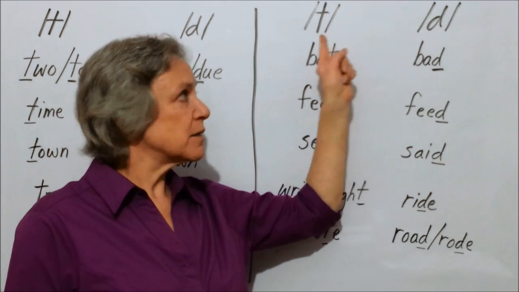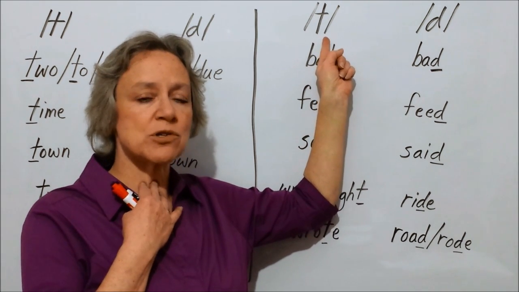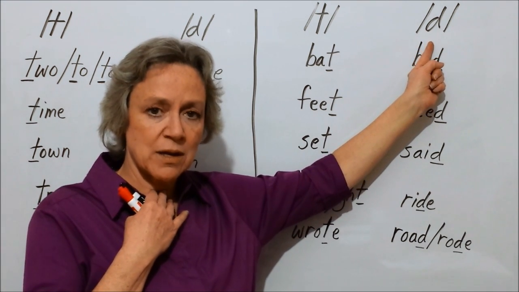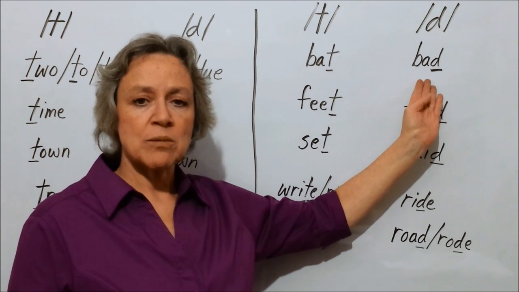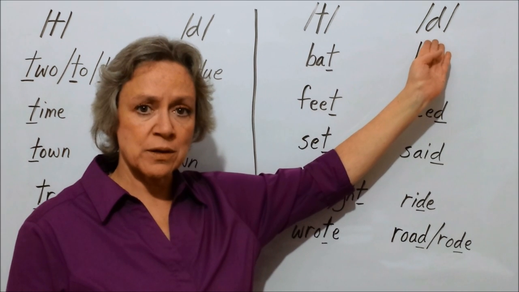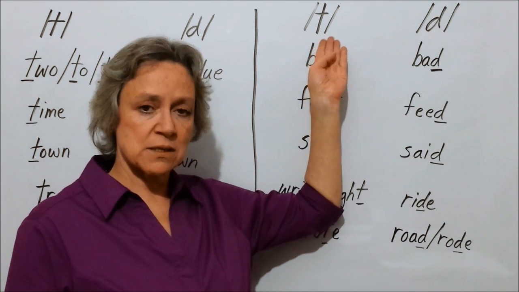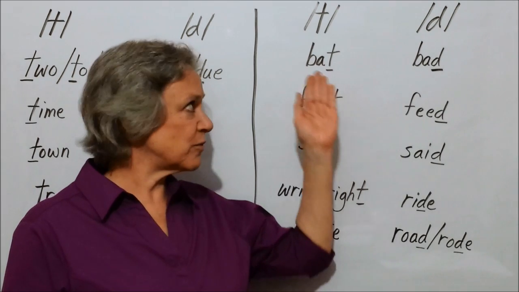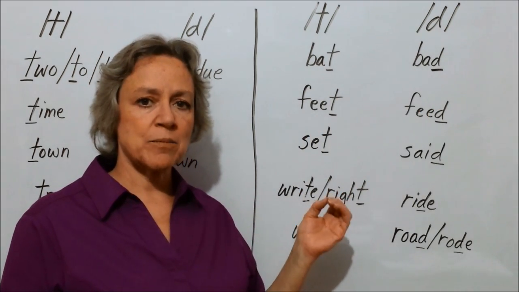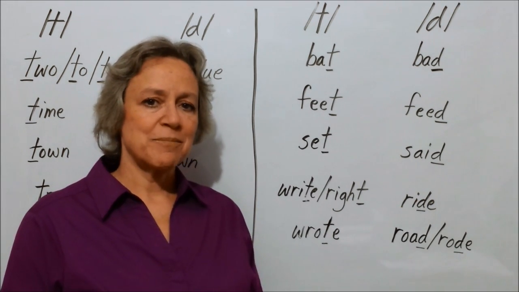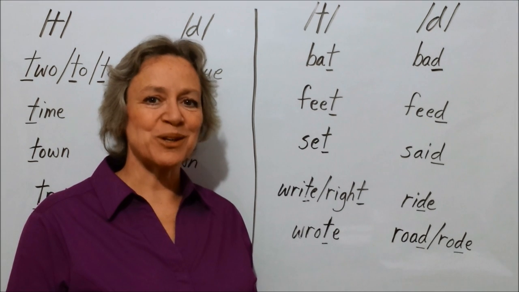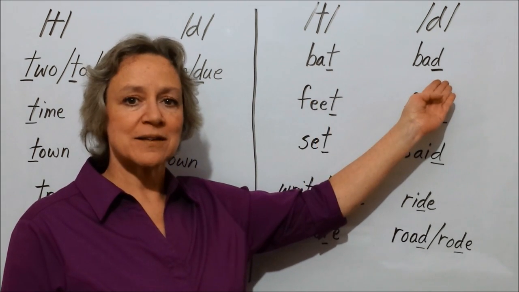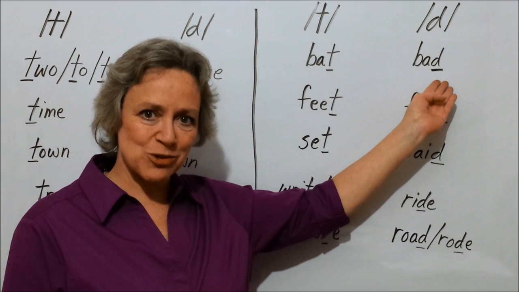Remember earlier I said T is voiceless. My vocal cords do not vibrate. And D is voiced. My vocal cords do vibrate. Vowels sound longer before voiced consonants, so before this one, than they do before voiceless consonants, this one. Okay? So, the sounds in each of these words are the same, but the vowel will sound a bit longer on this side. But we are practicing not only the vowel length, but mainly the T at the end and the D at the end. Okay? Let's be sure to distinguish those two sounds.